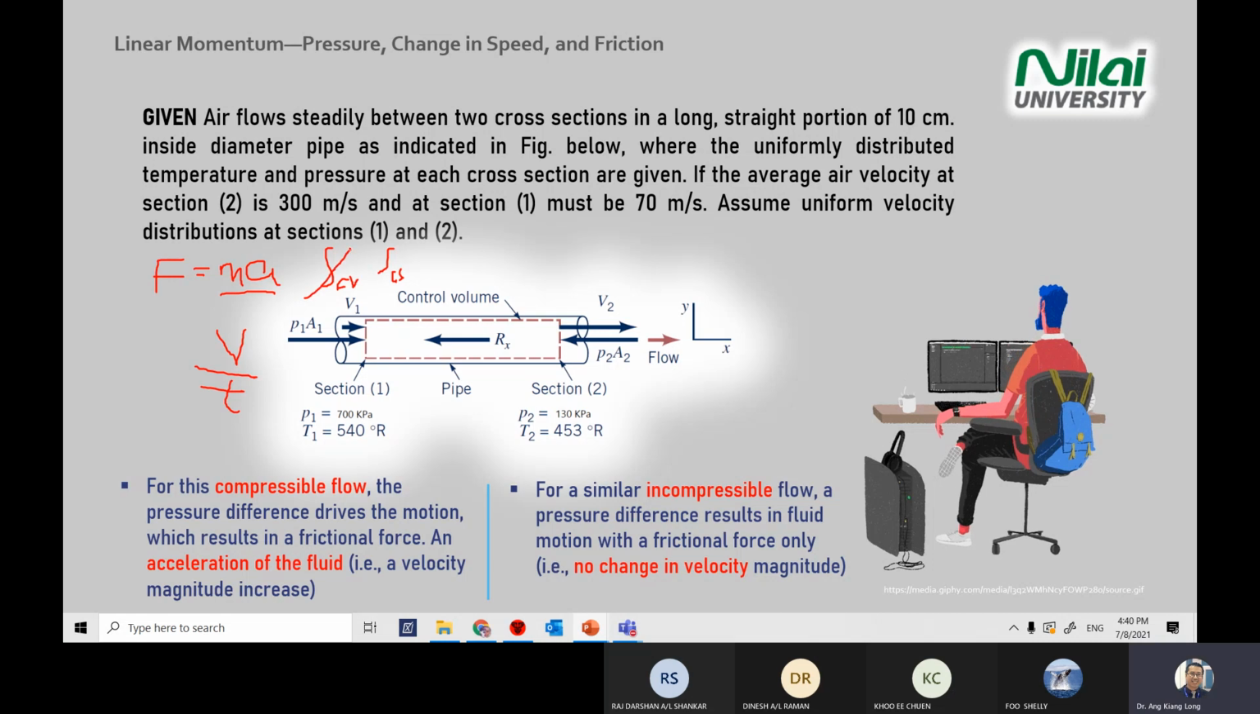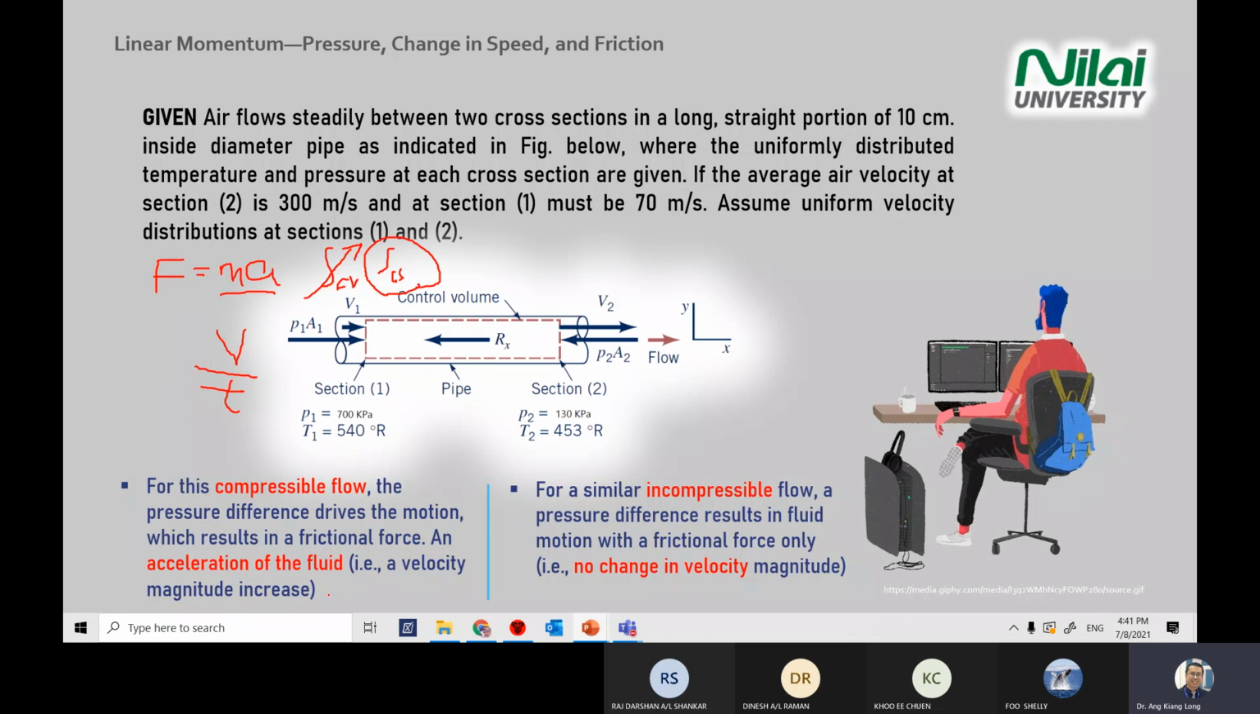You already cancel the CV because you have a steady flow, and you calculate the CS, the control surfaces component, just now. When you equate it to force, and you're given the mass of the air, you manage to find the acceleration inside the control volume. Okay, so just as a principle, you should be able to explain what happens if you have a compressible scenario.